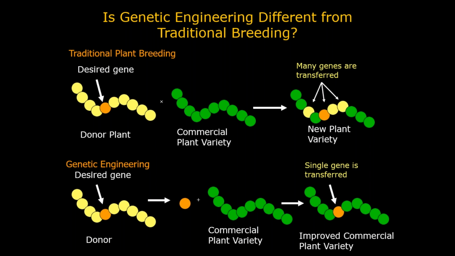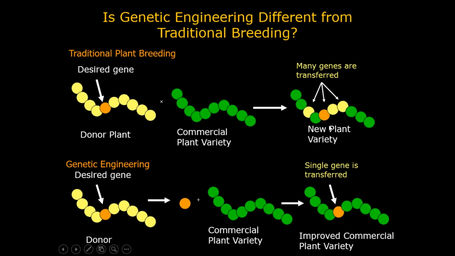If you compare traditional plant breeding with genetic engineering, in traditional plant breeding you have a donor plant with the gene that you want expressed in a commercial variety. By crossing these two plants, you will get a progeny, and the progeny will have, in addition to the gene of your choice, other genes also transferred. So what you get is a new plant variety with your gene of choice, but also the other genes. Now, again, you have to cross this with a commercial variety, and it is by trial and error that you finally get the variety with the new plant.